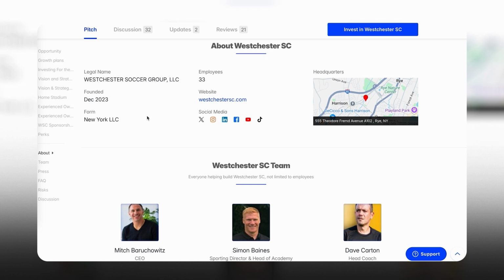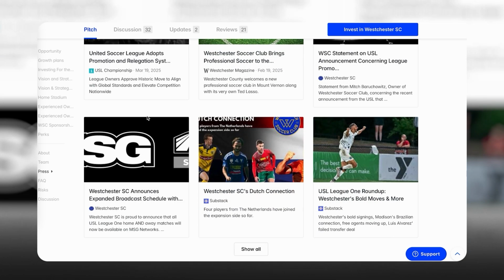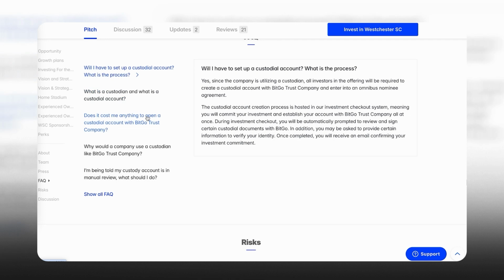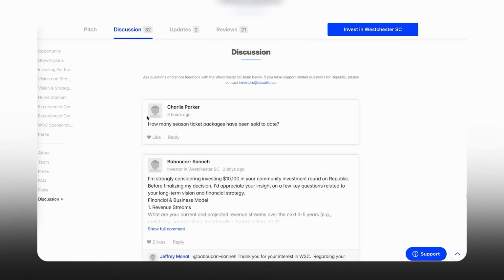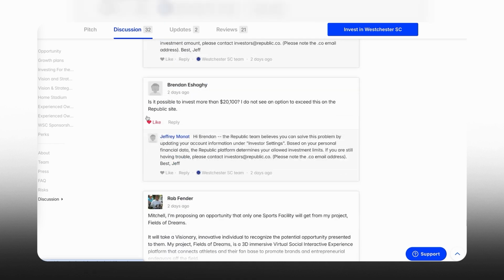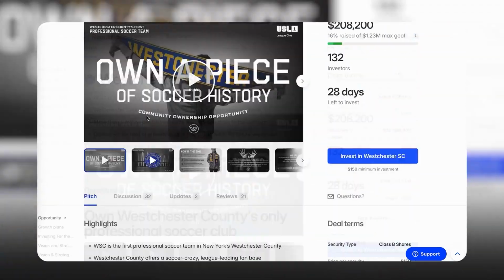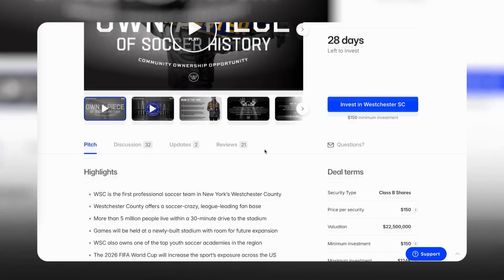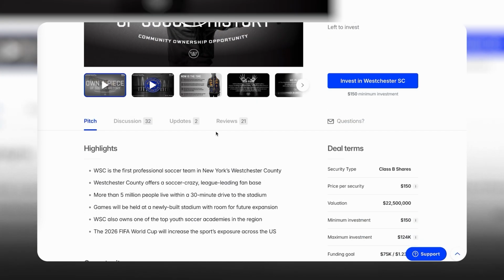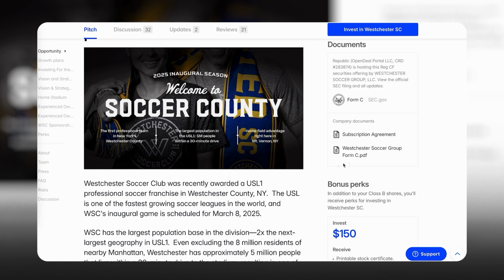You can come here and you can learn more about this company. You can learn more about the management team, the people that are behind it, some of the press and media mentions, the FAQs, the risks, and also the discussion section where other investors are talking about this specific investment and learning more. Now, beyond this is great information in my opinion. I think the fact that we've gotten here to this level of information is great. It's incredible. But you also want to do a little bit of your own due diligence.